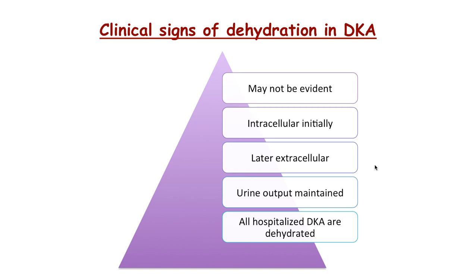Clinical signs of dehydration may not be very evident in a case of DKA, that you must remember, because these patients have intracellular dehydration in the early course, and later there is extracellular dehydration as well. Typically, these patients, despite being dehydrated, their urine output is maintained or they are passing high amount of urine. So if you encounter a patient who looks dehydrated but the mother says the child is passing good amount of urine or just passed urine in the ER, then you must consider DKA as your prime diagnosis. Whenever a patient is hospitalized for the management of DKA, you have to assume some sort of dehydration in these patients, although the dehydration may not be clinically evident.